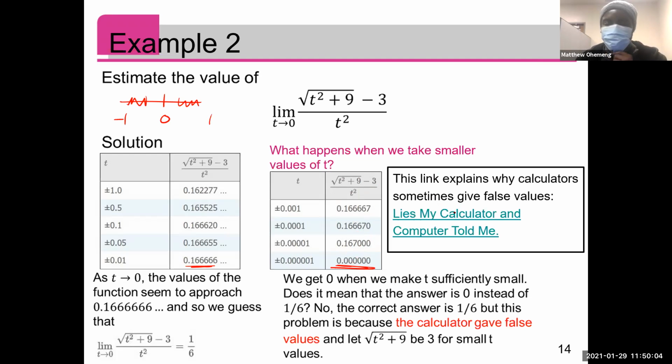Now you can see more of this using this link: Lies My Calculator and Computer Told Me. I think it's 11:50, so let me end here. Do you have any questions on this one? Right, so that's one of the pitfalls. On Monday, I'll continue with the third example.